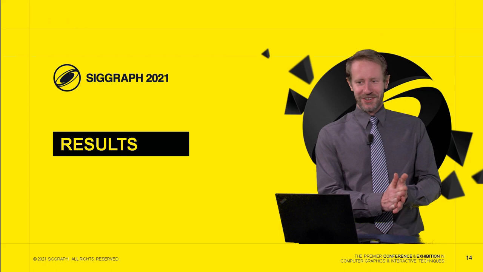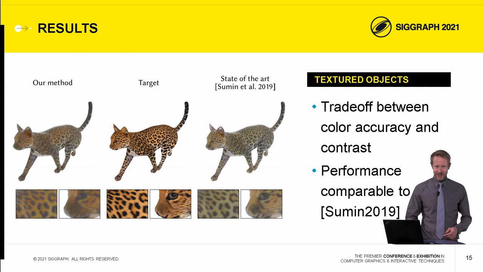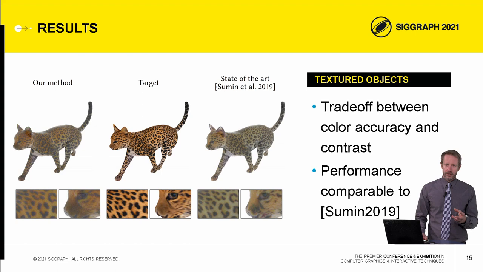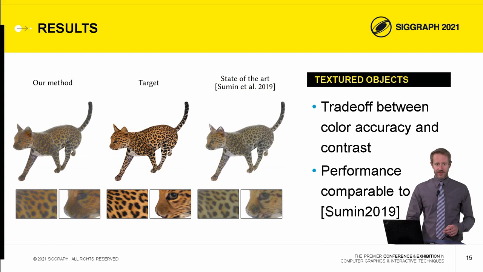All right, so let's look at some results. Here you can see the optimization results for general 3D geometry and how it compares to the previous state of the art by Sumin et al. in 2019. You can see from the images that our method is better in terms of finding the correct hue for the general color of the texture, while at the same time being quite good even in comparison with respect to the sharpness and contrast of the texture, if you focus your attention on the face, for example, of this animal or how the spots are being rendered. Also, I can report that the computational cost is quite comparable to their approach.